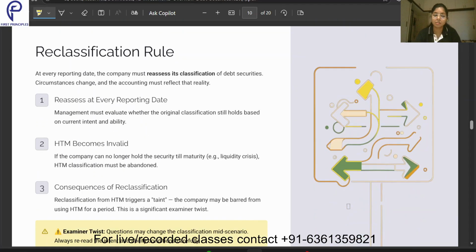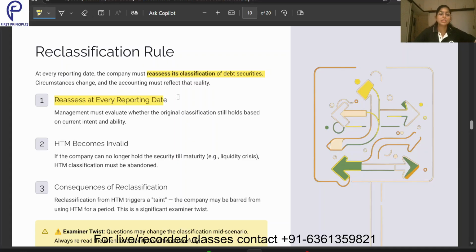Then we have the reclassification rule. So what is happening? Every reporting date the company must reassess its classification of debt securities. Circumstances change and the accounting must reflect that reality. So first of all, how do we reclassify? Reassess at every reporting date. Well, that means whenever we are changing the security from one kind to another, if a held to maturity security is being changed into available for sale or held for trading.